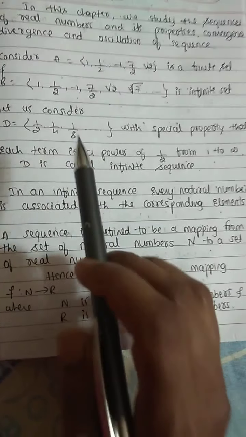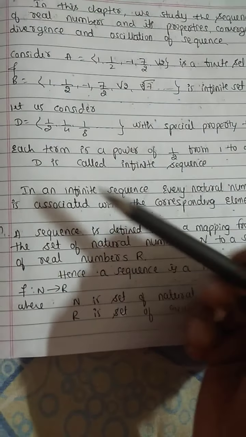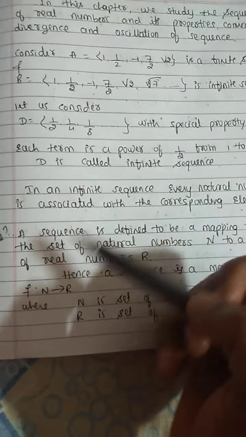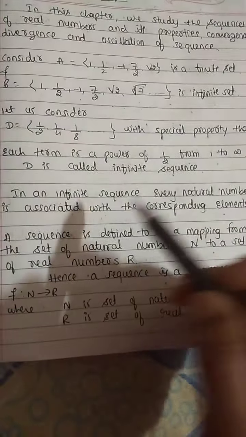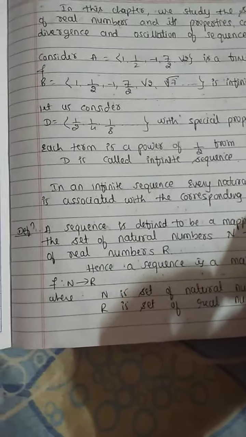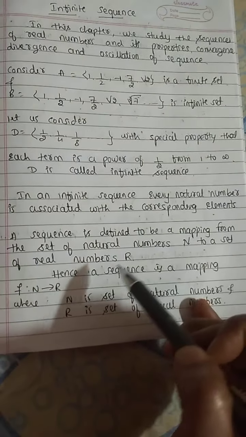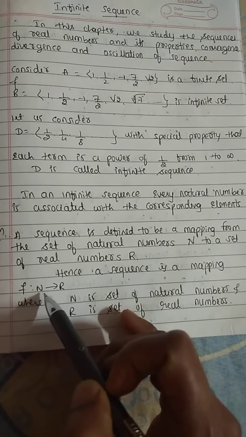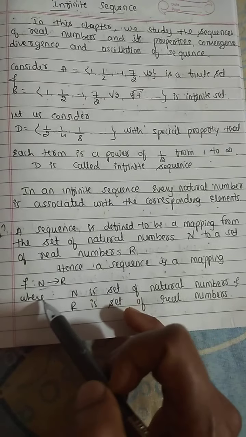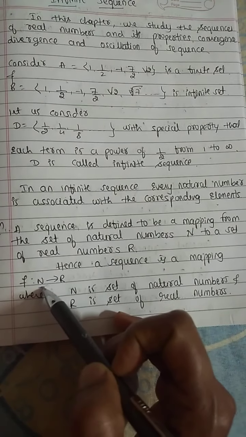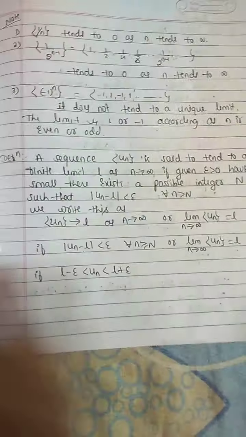It has one special property, so it is called a sequence, and the elements are infinite in number, therefore it is called an infinite sequence. In an infinite sequence, a natural number is associated with the corresponding elements. Definition: a sequence is defined to be a mapping, a function from the set of natural numbers to the set of real numbers. This is called a sequence.